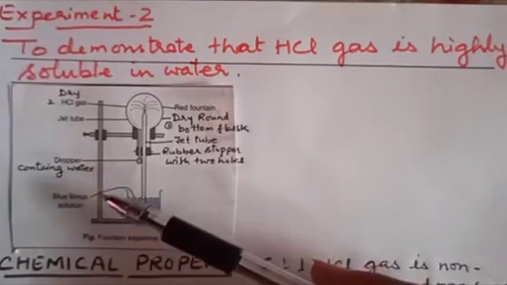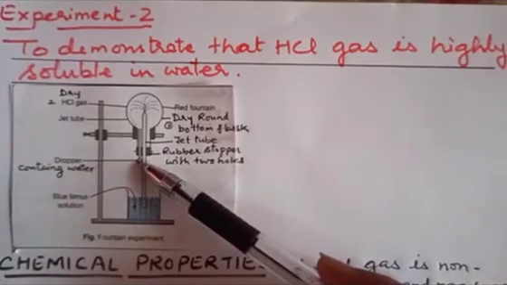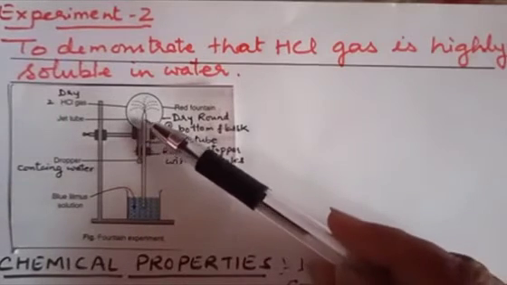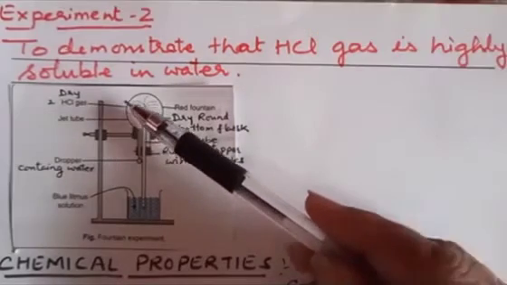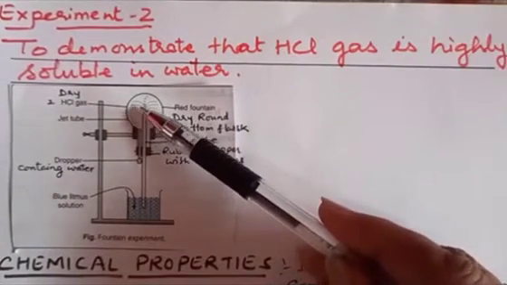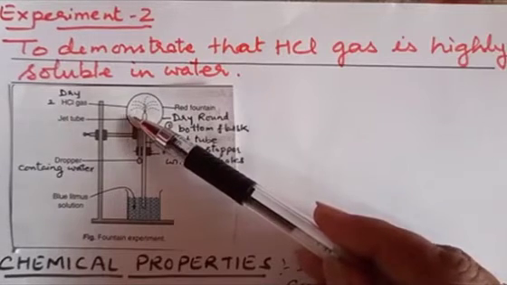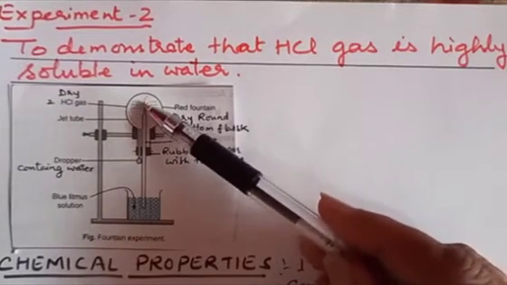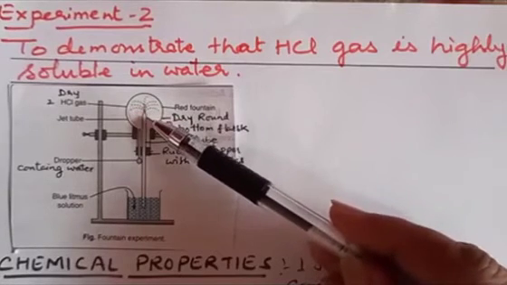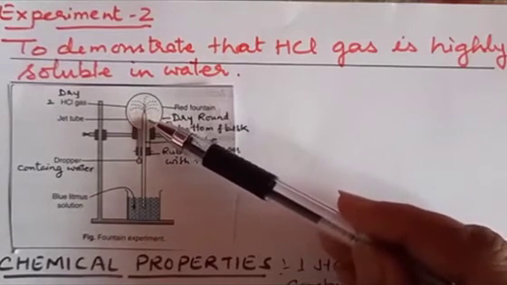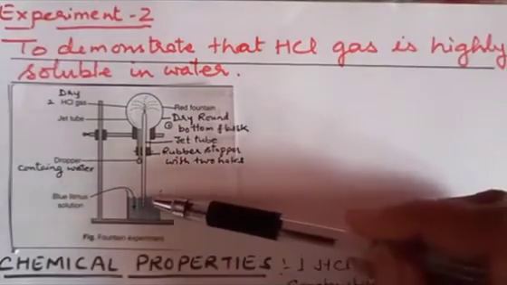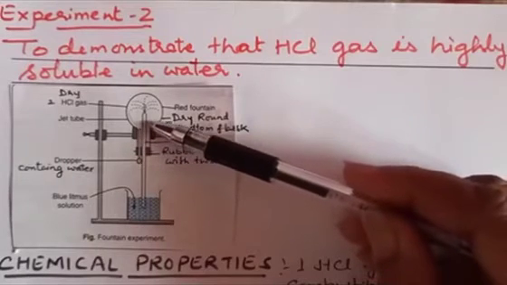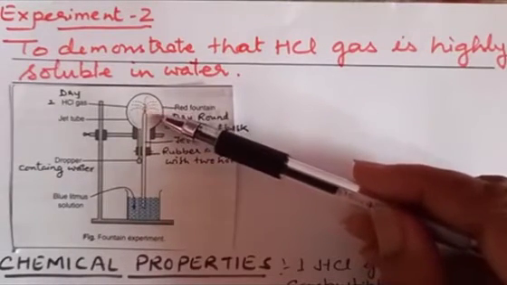Now for the experiment, you just squeeze the dropper. It contains water, and this water comes into the flask. As soon as the water comes in, the HCl gas, which is highly soluble in water, dissolves in water, and because of that a partial vacuum is created. When the partial vacuum is created, the outside pressure is more, so the blue litmus solution rises up and comes out in the form of a red fountain.